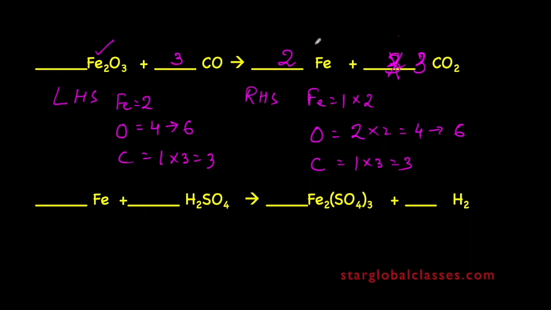Iron 2, oxygen 3 plus 3, 6, oxygen here 3 into 2, 6, carbon 3 into 1, carbon 3, and here also 3 carbon. So this equation is now balanced.